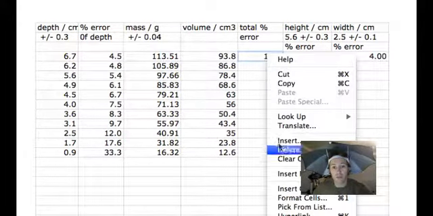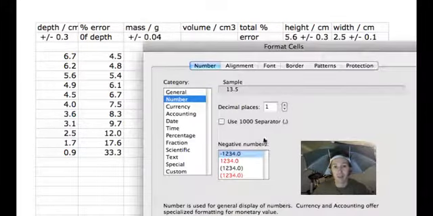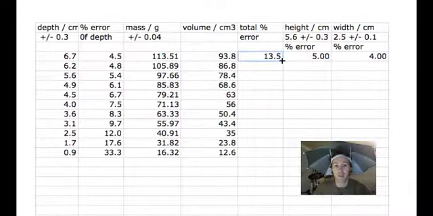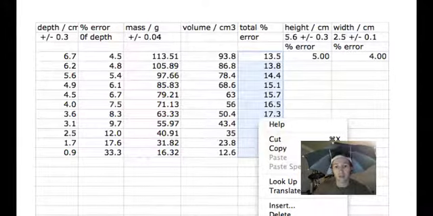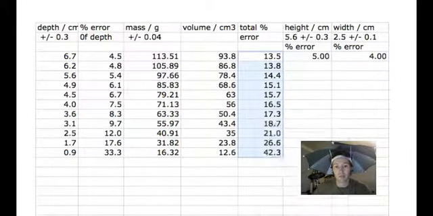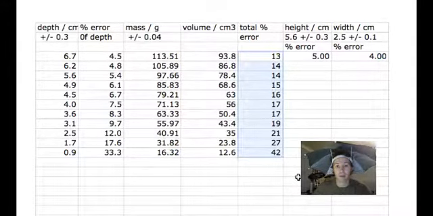You need to tell it to format, tell how many decimal places you want. One decimal place is okay for me. Then fill that down, and you should have percent errors that, in this case, continue to get larger. Maybe that's too many. Maybe I don't even need a decimal place. Maybe I can go to 0 decimal places. It might make my life a bit easier.